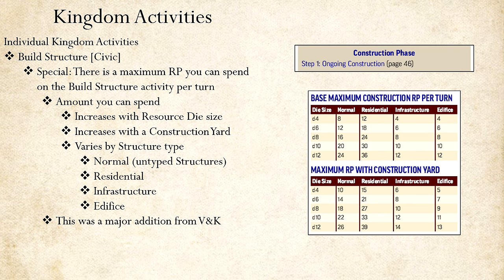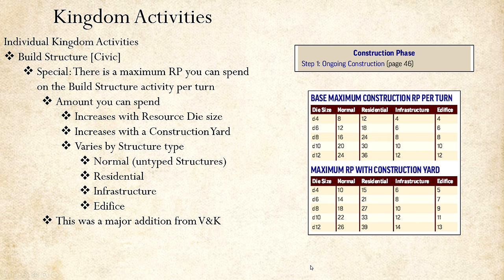The amount you can spend also varies by structure type. So untyped structures, for instance, are called normal in these tables that you see on the right. Residential structures, you can usually spend more to build them. Infrastructure improvements, things like sewers, you can actually build less. And edifices, which are like the special custom buildings for a settlement, those you can also typically build less.